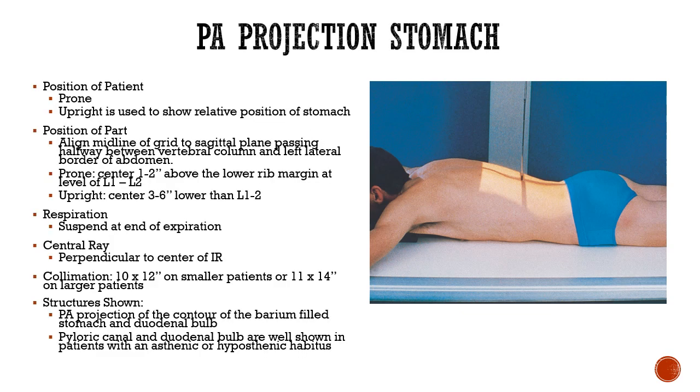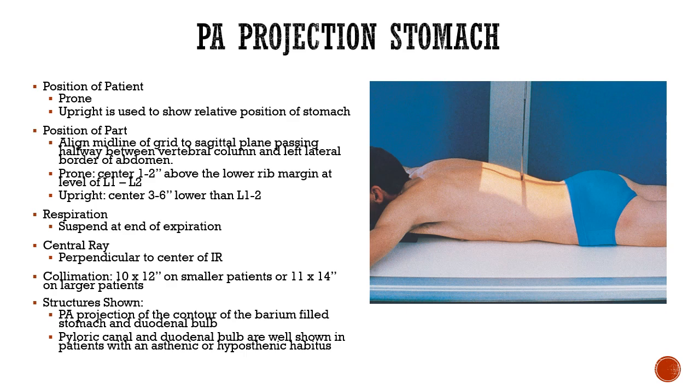On the PA projection of the stomach, this is after barium was introduced, the patient is prone. Upright could be used to show the relative position of the stomach. We're going to align midline of the grid to the sagittal plane, halfway between the vertebral column and the left border of the abdomen. With the patient prone, we're going to center 1 to 2 inches above the lower rib margin at the level of L1, L2. If the patient is upright, we'll center 3 to 6 inches lower than L1, L2 since the stomach would be lower with the patient standing.